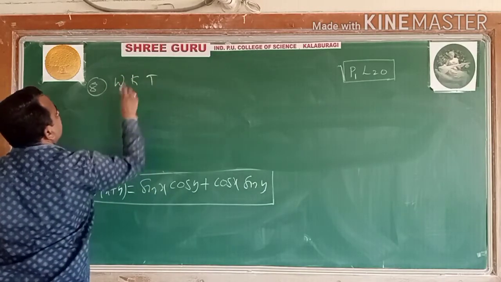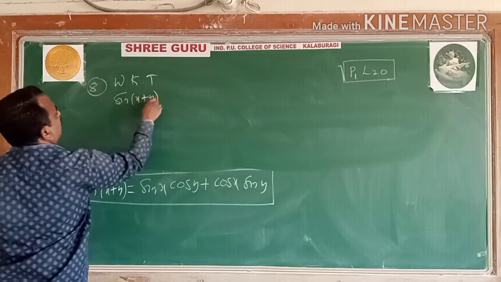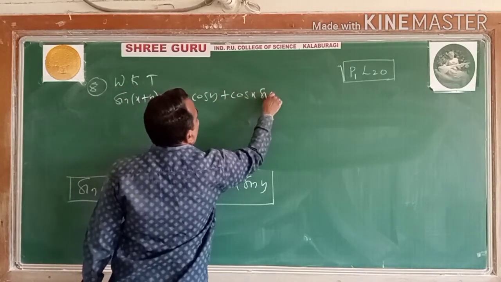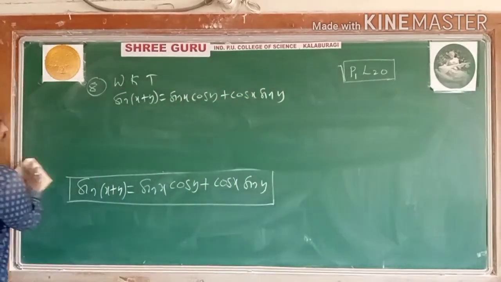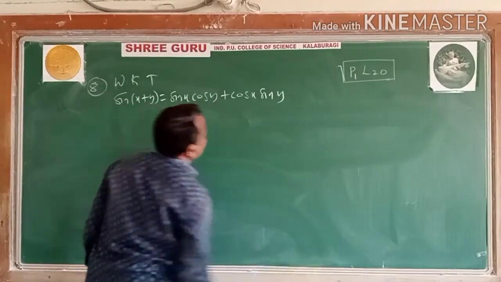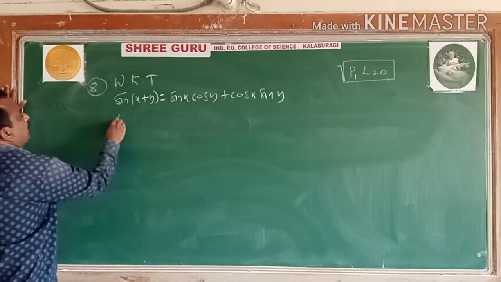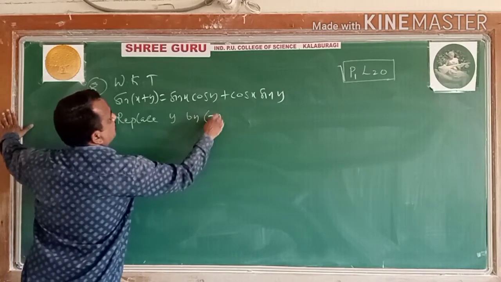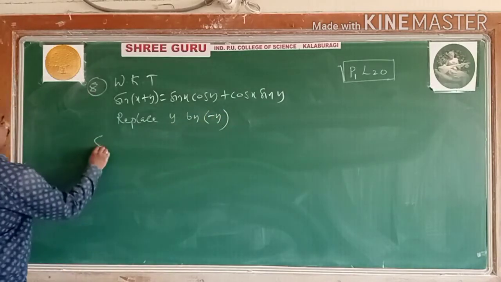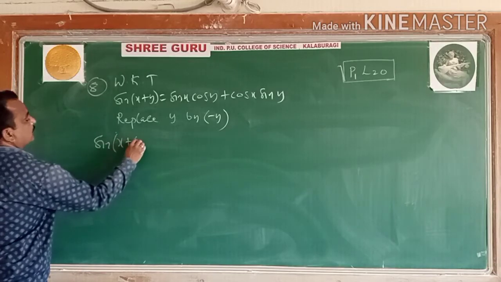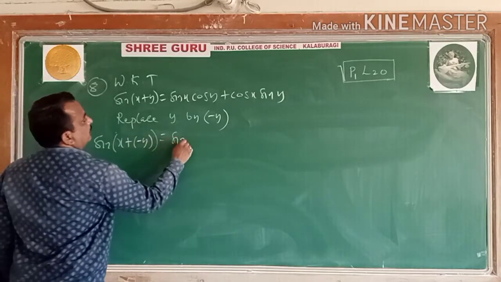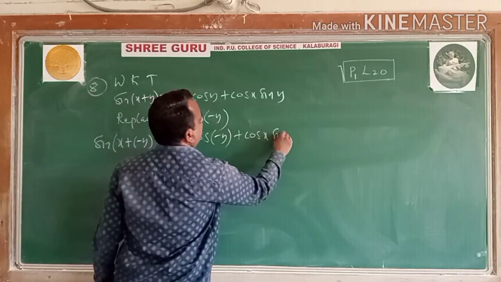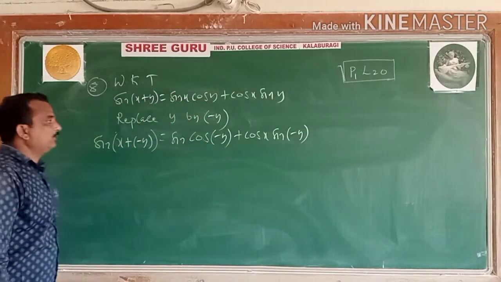We know that sin of x plus y is equal to sin x into cos y plus cos x into sin of y. Replacing y by minus y, that is, sin of x minus y is sin x cos of minus y plus cos x into sin of minus y.